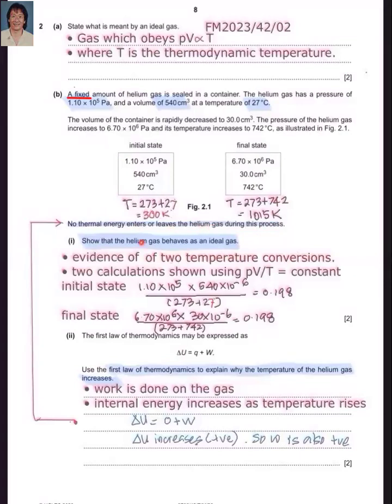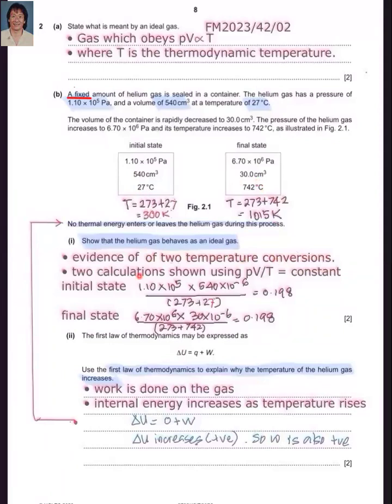Show that the helium gas behaves as an ideal gas. To show that the gas behaves as an ideal gas, we prove that PV over T is a constant. So this question carries 2 marks. First mark is for evidence of 2 temperature conversions. You must convert 27 degrees Celsius to Kelvin and 742 degrees Celsius to Kelvin. That will carry 1 mark.